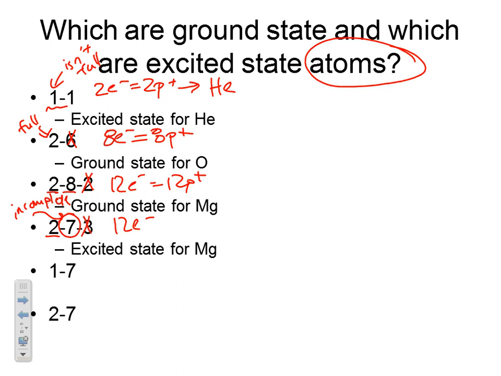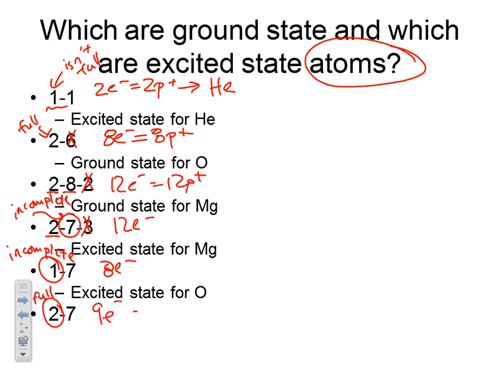1-7 is an excited state because this first one is incomplete. That's what you look for. And it's 8 electrons, which means it's 8 protons. So now this is an excited state configuration for oxygen. 2-7, however, this is ground state. Because again, the 7 at the end, it doesn't really matter, but it's everything that comes before it. This is full. The first shell is full. So this is a ground state configuration. This is 9 electrons, so we must have 9 protons. So this is a ground state configuration for fluorine.